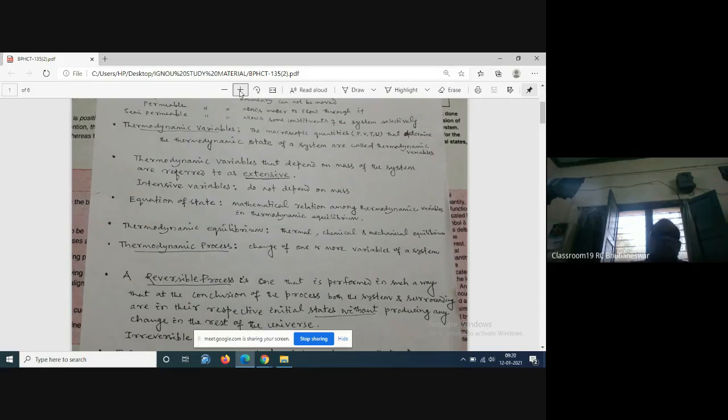Now, thermodynamic equilibrium. We can say a system is in thermodynamical equilibrium when it is simultaneously in thermal, chemical, and mechanical equilibrium. When the system is in thermal equilibrium, the temperature of the system and surrounding are the same. There is no flow of heat, right? Similarly, in chemical equilibrium, there is no change in the density or chemical composition. And when the system is in mechanical equilibrium, the net force and torque upon the system is zero.